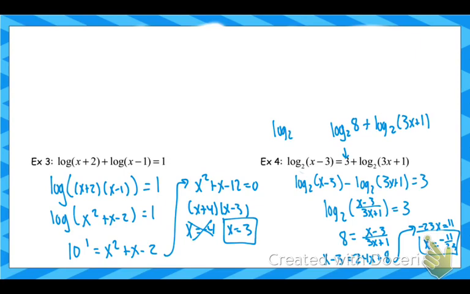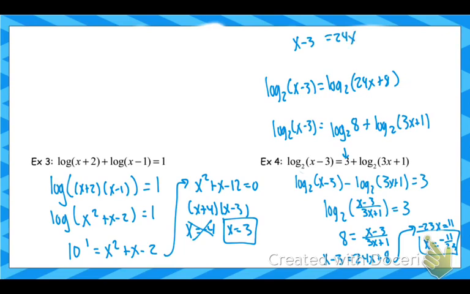And now I can solve this equation. So I can combine the 2 on the right by multiplying. And now I have a log equal to a log. So I have x minus 3 equals 24x plus 8, which is probably going to look pretty familiar to you guys because that's the same thing that we had down here. Solve that and you still end up with the same answer. x equals negative 11 over 23.